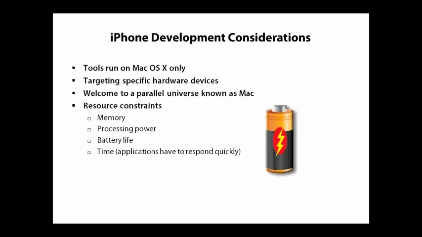Processing power. It's a mobile phone, it's super powerful, but there are limits. Battery life is another thing. Apple really does not want you to drain the battery life with your app because that's a selling point for them. Time is another big one. Your applications have to respond quickly. It's a phone. Part of the whole thing about the iPhone is that it's fast. So you really have to be careful around that.